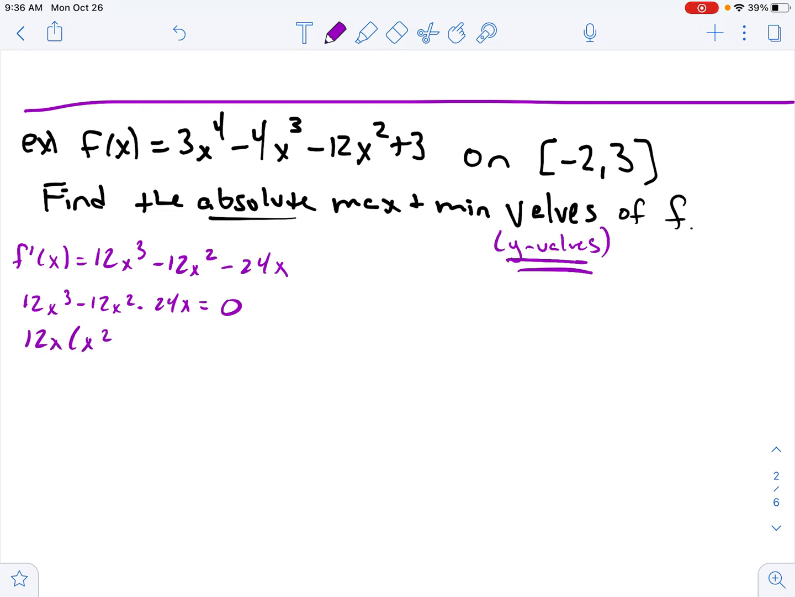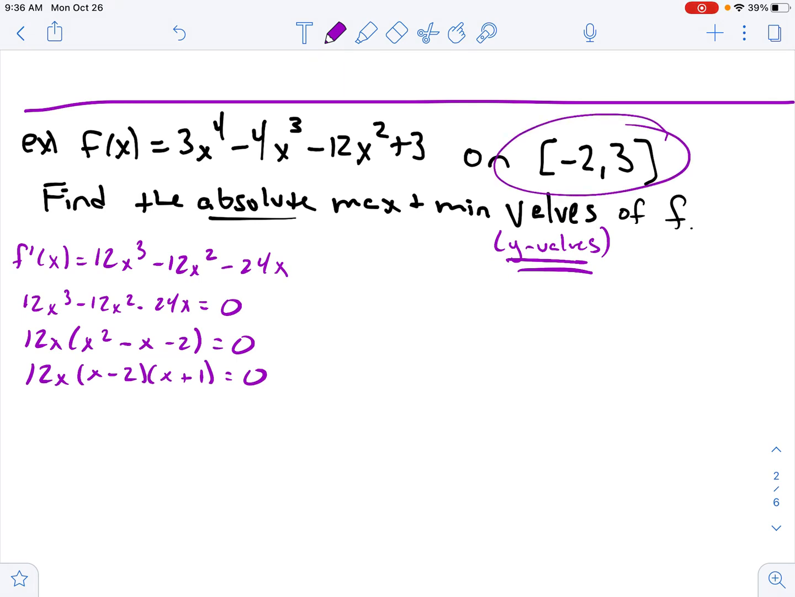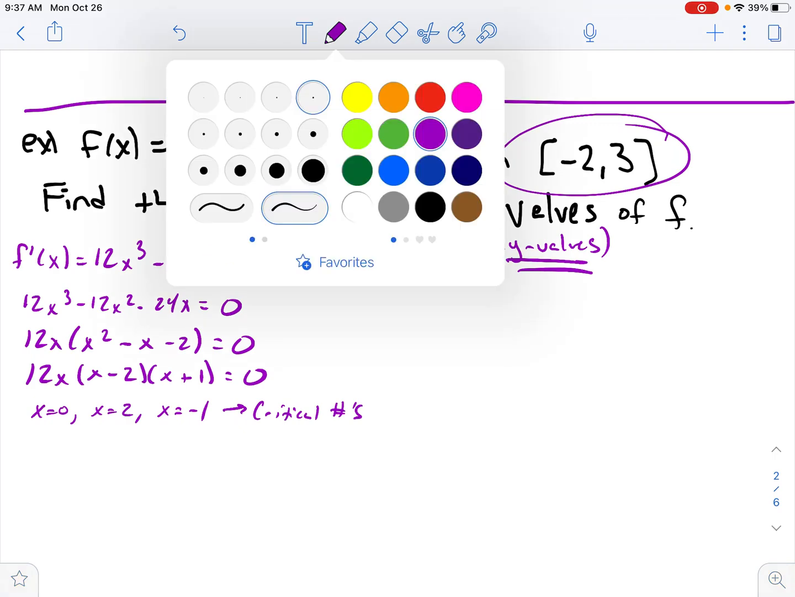And we can certainly factor a 12x out of this. And I believe we can refactor the trinomial. Okay, and so it looks like this is going to have 3 zeros. And again, let's keep in mind we're on the interval -2, 3, but let's check out what the zeros are. It looks like x equals 0, x equals 2, x equals -1 are our critical numbers, or the critical points you might call them. And all of those occur within the closed interval, okay?